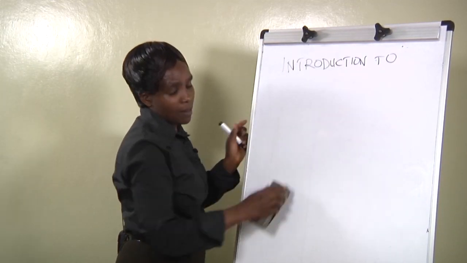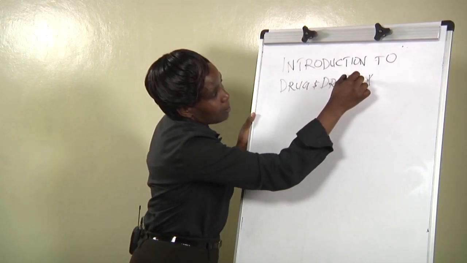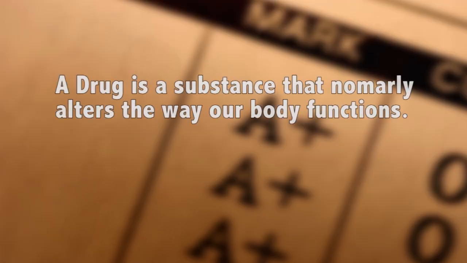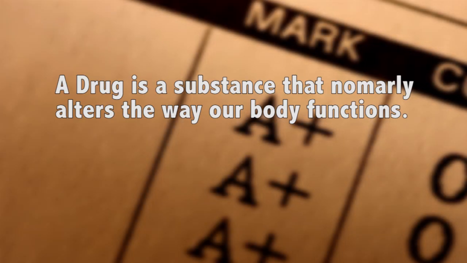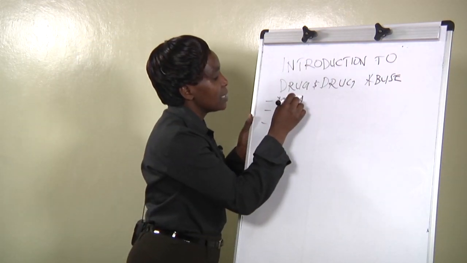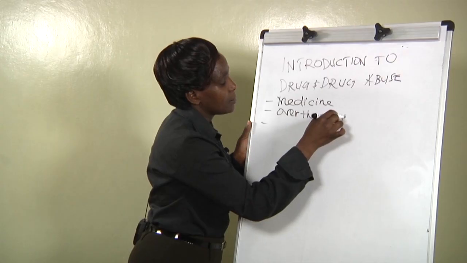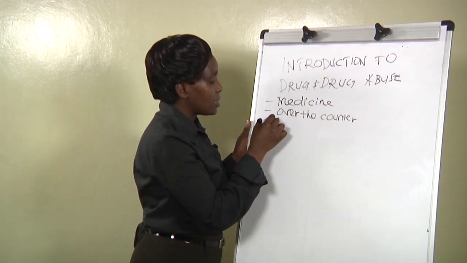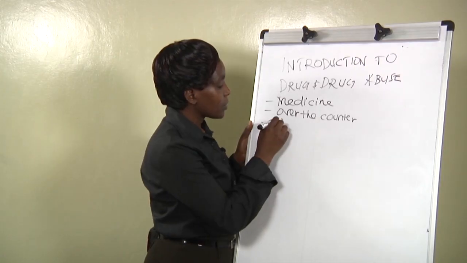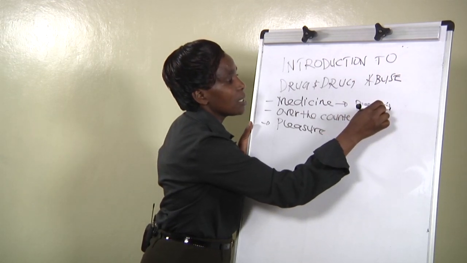Then we looked at drugs and drug abuse. Now we were able to define what is a drug, a substance that normally alters the way our body functions. And we said that at one point, each one of us, maybe we have used it. And we were able to categorize the different categories. We have medicine, we have over-the-counter, and the other one is for pleasure, the drugs taken for pleasure. So the medicines are the ones which are prescribed by a doctor.